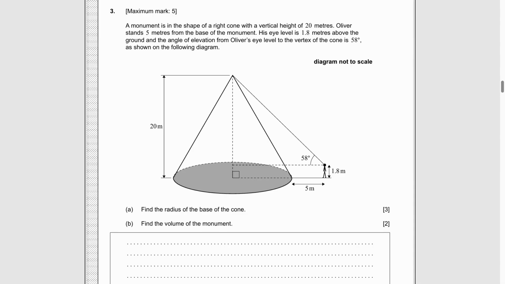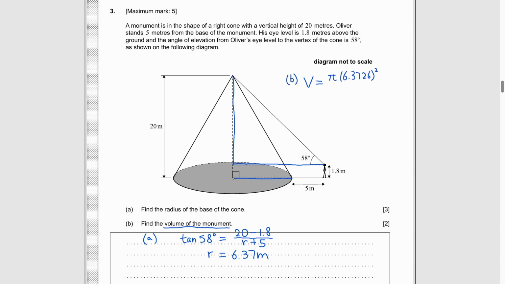Question 3. We have a cone, and we want to find its radius. To do this, we look at this right-angled triangle. Tangent of 58 degrees equals (20 minus 1.8) divided by (r plus 5). Solving this equation, we find r equals 6.37 meters. Next, to find the volume of the cone, we use the formula pi times r squared times the height divided by 3. We get 851 cubic meters.